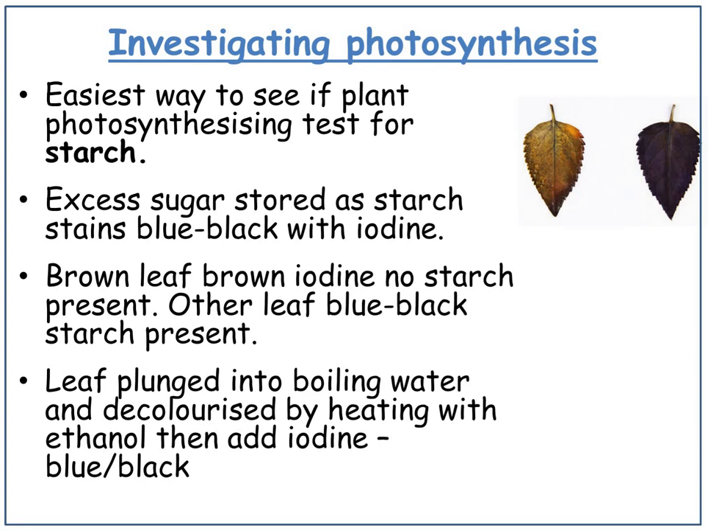In order to do the starch test, you have to plunge the leaf into boiling water, decolorize it by heating gently with ethanol, and then add the iodine, and it will go blue-black if it's been photosynthesizing.